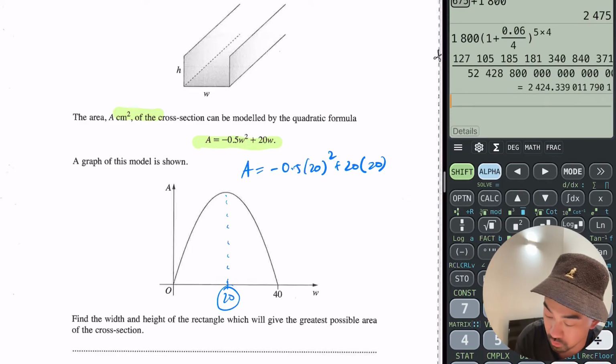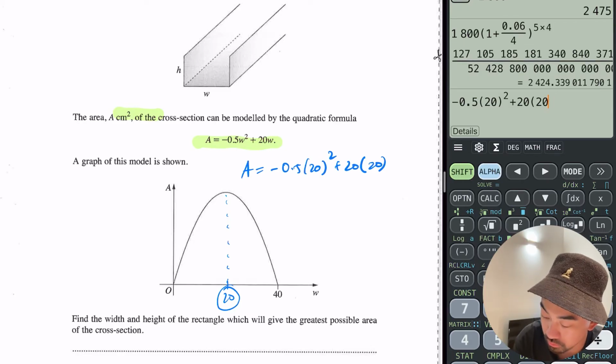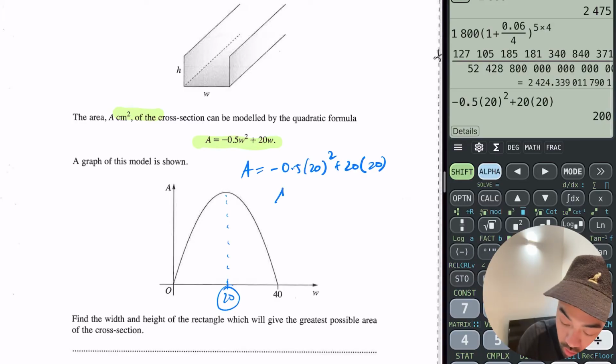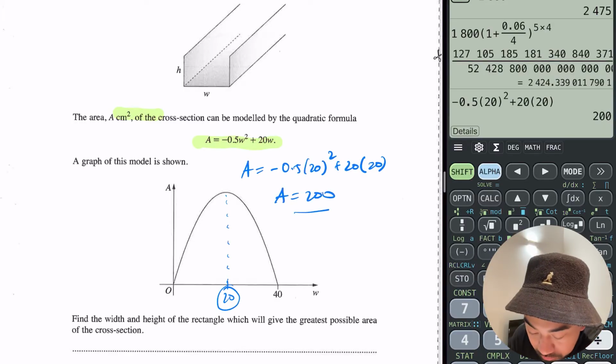It's minus 0.5, 20 squared plus 20 times 20. Oh, goof that. Okay, that gives 200. So the area is 200 when the width is 20.